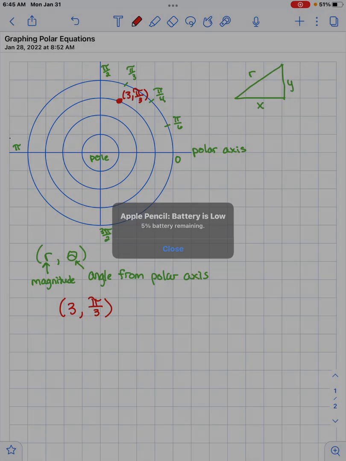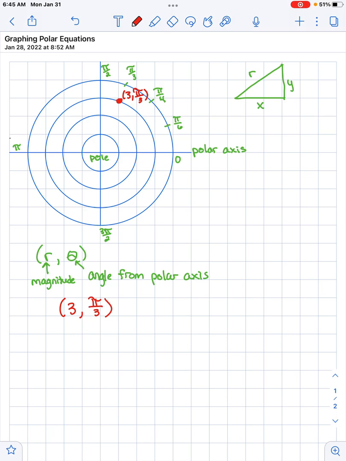So I'm going to give you two more points to graph. I want you to give this a try. I'd like you to try and graph 1 comma pi over 2 and 0 comma pi. Pause this, go graph those, please.